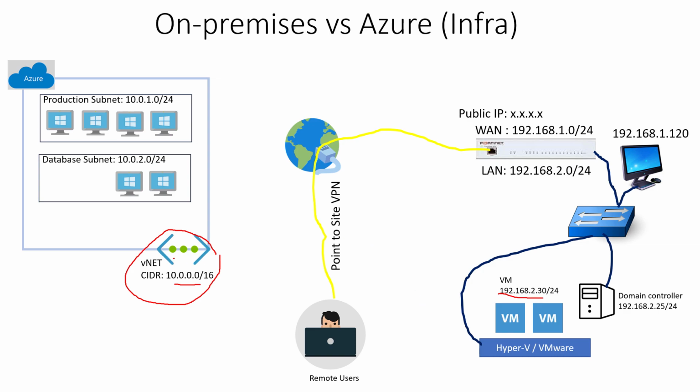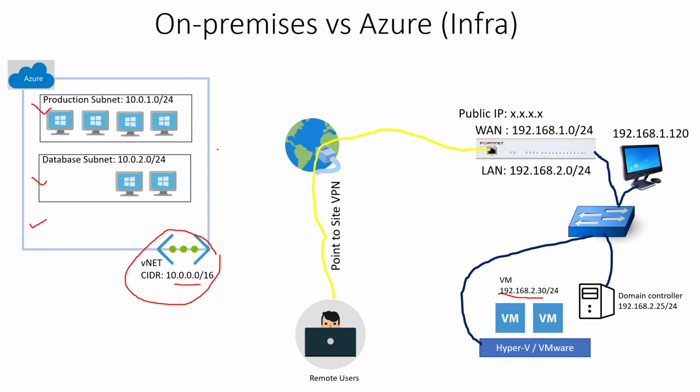You have to go for a different subnet and different IP address for your workloads once you move from on-premises to Microsoft Azure. So once you create this VNet, then you can create different subnets here for production, for database, for web app, like that. Then you can move your workloads from on-premises to Microsoft Azure.